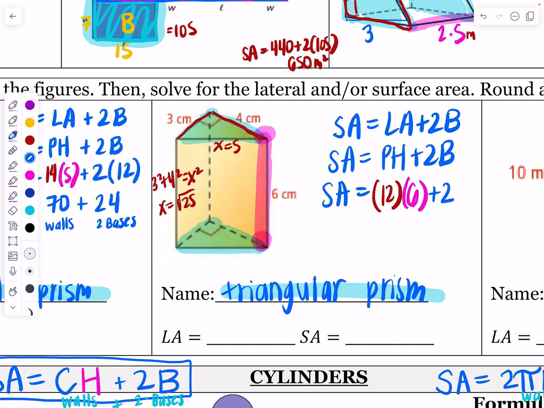So what shape is the base? The base is a triangle. So I'm going to find the base height combo that forms a right angle. So it's going to be 3 times 4 divided by 2. So you do need to know your area formulas. So what is 3 times 4? It's 12. Divided by 2 is 6.